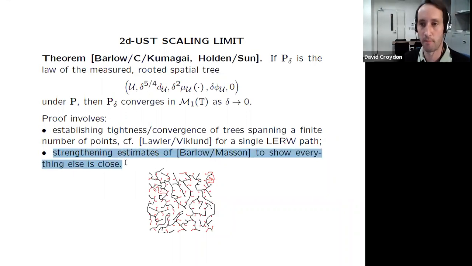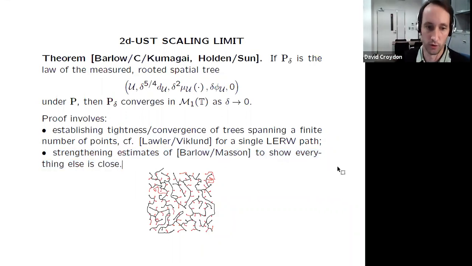And this is where we use these uniform estimates of Barlow and Masson to understand whole regions of space simultaneously. And so this is actually where a lot of the technical work was going in this paper. Okay, so that's the 2D story.